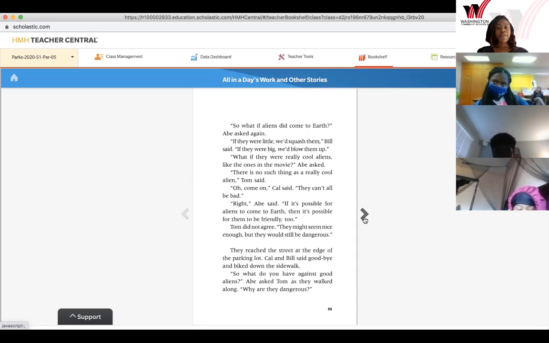All right. So what if aliens did come to Earth? Abe asks again. If they were little, we'd squash them, Bill said. If they were big, we'd blow them up. What if they were really cool aliens, like the ones in the movie? Abe asked. There is no such thing as a really cool alien, Tom said. Oh, come on, Cal said. They can't all be bad. Right, Abe said. If it's possible for aliens to come to Earth, then it's possible for them to be friendly too. Tom did not agree. They might seem nice enough, but they would still be dangerous.